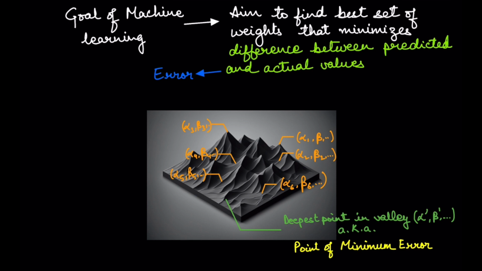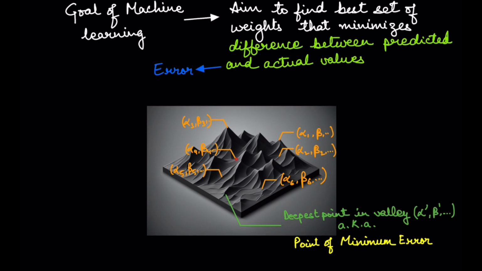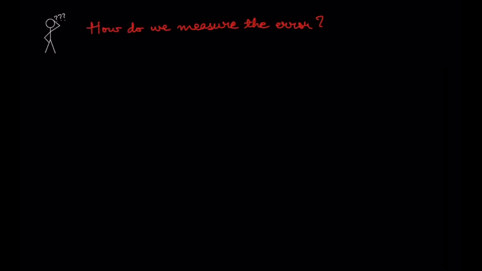This is where gradient descent comes in. It helps us navigate the landscape and find the point of minimum error. But how do we measure this error? This brings us to our second concept, our loss function.